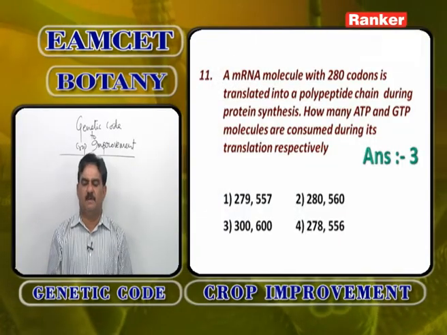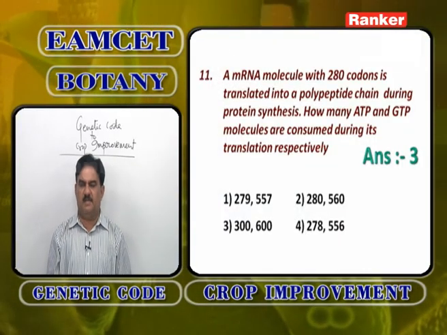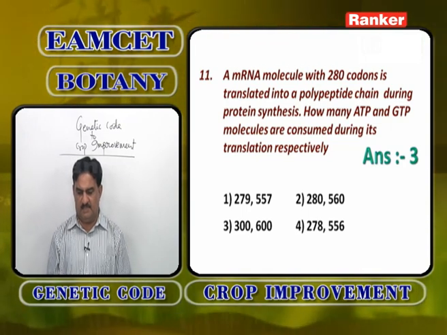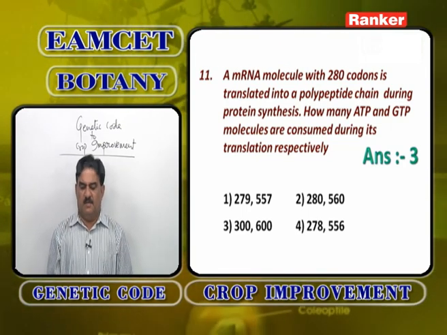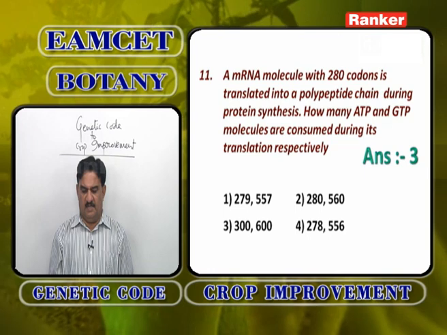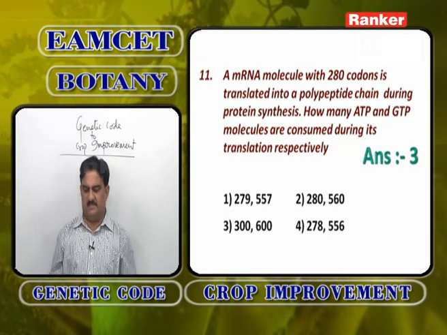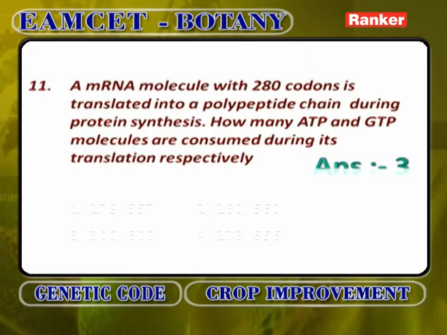Then 2N minus 2. 2N minus 2 means 280 into 2, 560, minus 2 will be 558. So, the answer will be 280 and 558. So the first option will be the answer. 300 and 600 will be wrong.